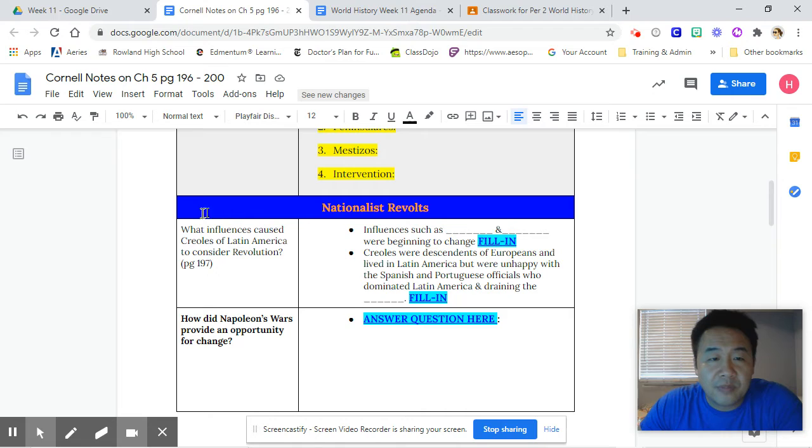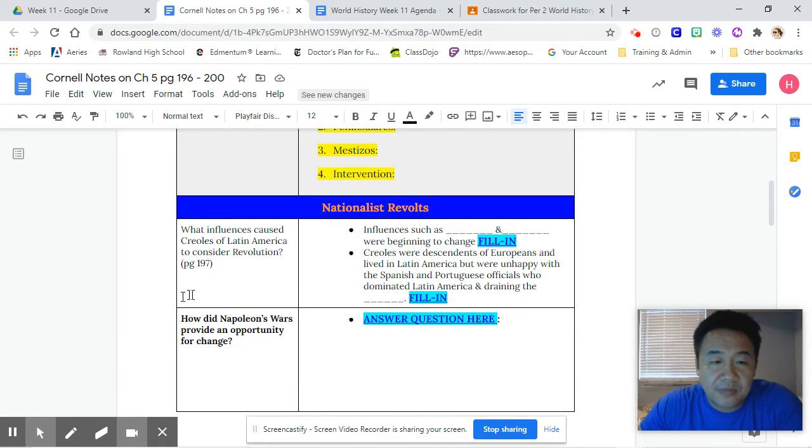So here's an example of a question I wrote. What influences caused Creoles of Latin America to consider revolution? And then if you look at the reading, there's some fill-in here, okay? And I won't be writing everything out for you. I wanted to just give you an idea of what to write. So you would answer this question, such as influence, such as blank and blank. So fill that in, and then at the end, you also fill in the word here. So these are just fill-in notes.